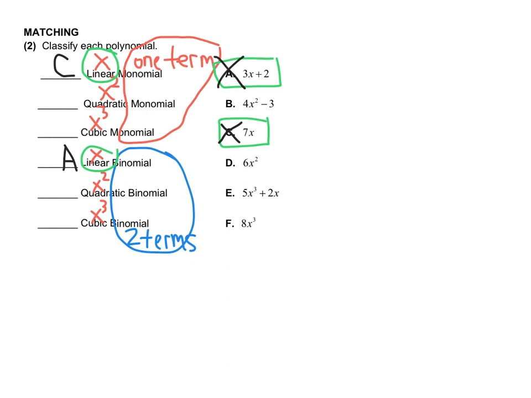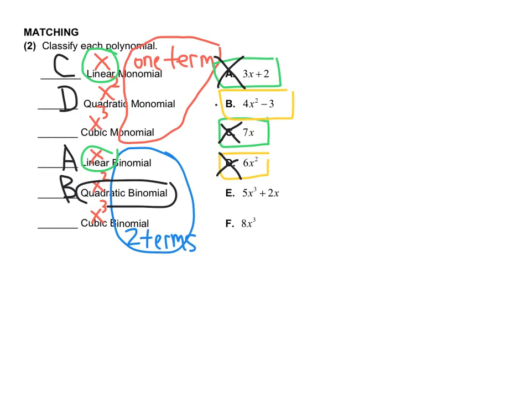Let's now go to the quadratics. So quadratics are where you see a squared. So these are your squared, the yellow ones. And so D has one term, so that will be a monomial. So that's D. And then for a quadratic binomial, it's this yellow, but there are two terms here. So that's B.